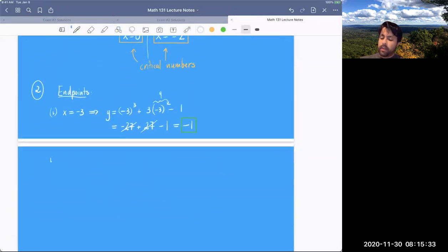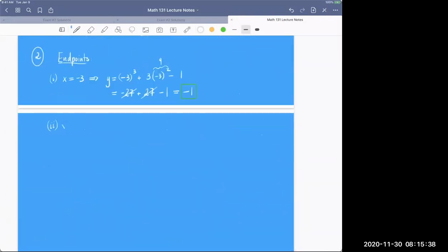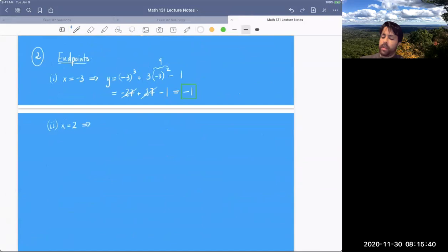Now the second x value is the rightmost endpoint, which is 2. So when x equals 2, what's my y value? Well, y equals 2 cubed plus 3 times 2 squared minus 1. 2 cubed is 8, 2 squared is 4, and 3 times 4 is 12. 8 plus 12 is 20, minus 1 is 19. So 19 is the y value associated with the endpoint of 2.